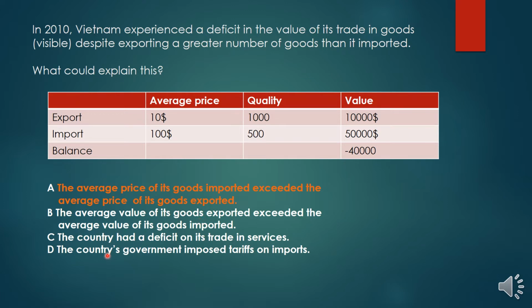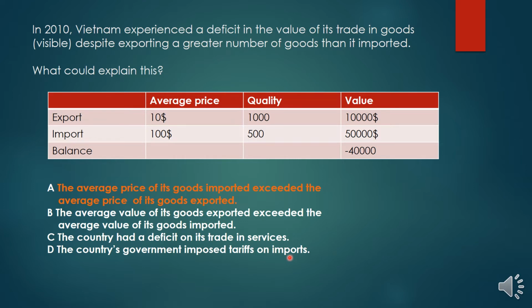Then when it comes to option C, a country had a deficit in trade and service. Actually, this is trade in the visible account, isn't it? Trade in goods. Here, service isn't needed. Trading service is not applicable in this case because they are saying that it is trading goods. So that's why option C is wrong. Then the country's government imposed the tariff on the import.